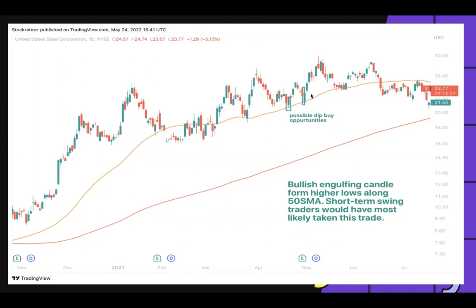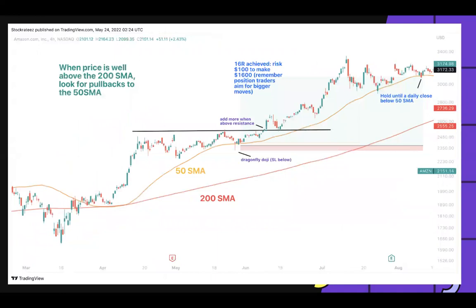So basically you look for a revisit to the moving average and then wait for your bullish engulfing, your hammer pattern, piercing line. So if you're a short-term swing trader, this could be a good strategy for you. So go to your daily chart, look for revisits to the 50-day moving average. So when price is well above the 200, so see the 200 here, price is way above the 200-day moving average. So that's when we put the 50-day moving average on. So we'll look for pullbacks there.